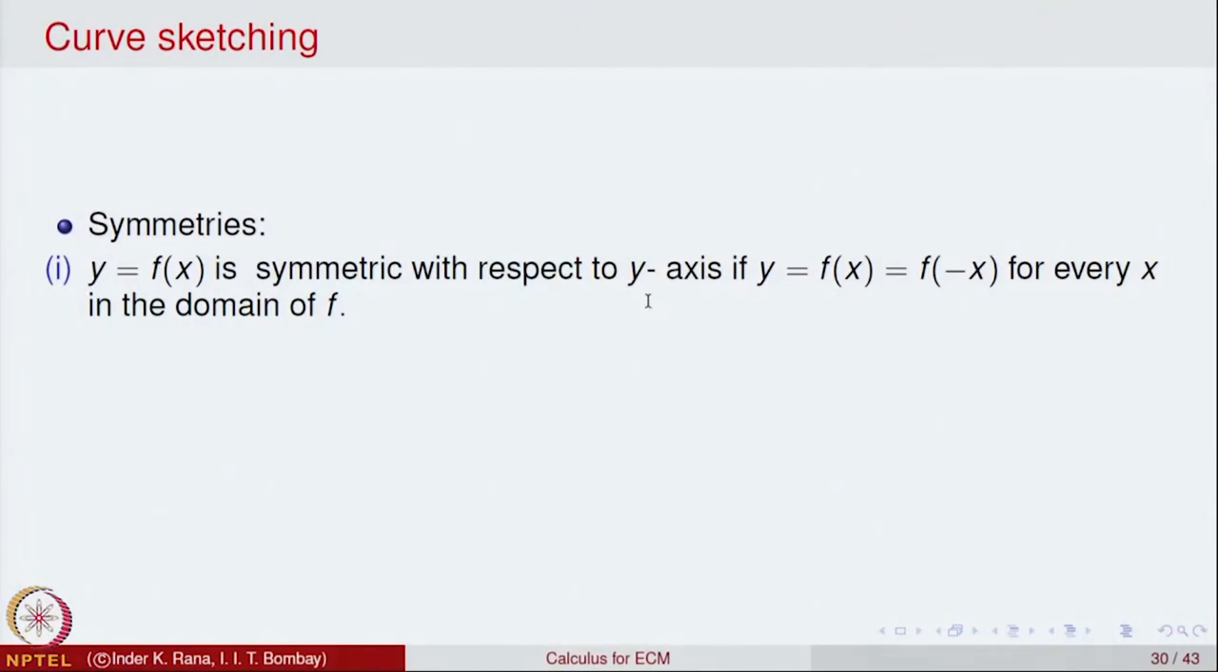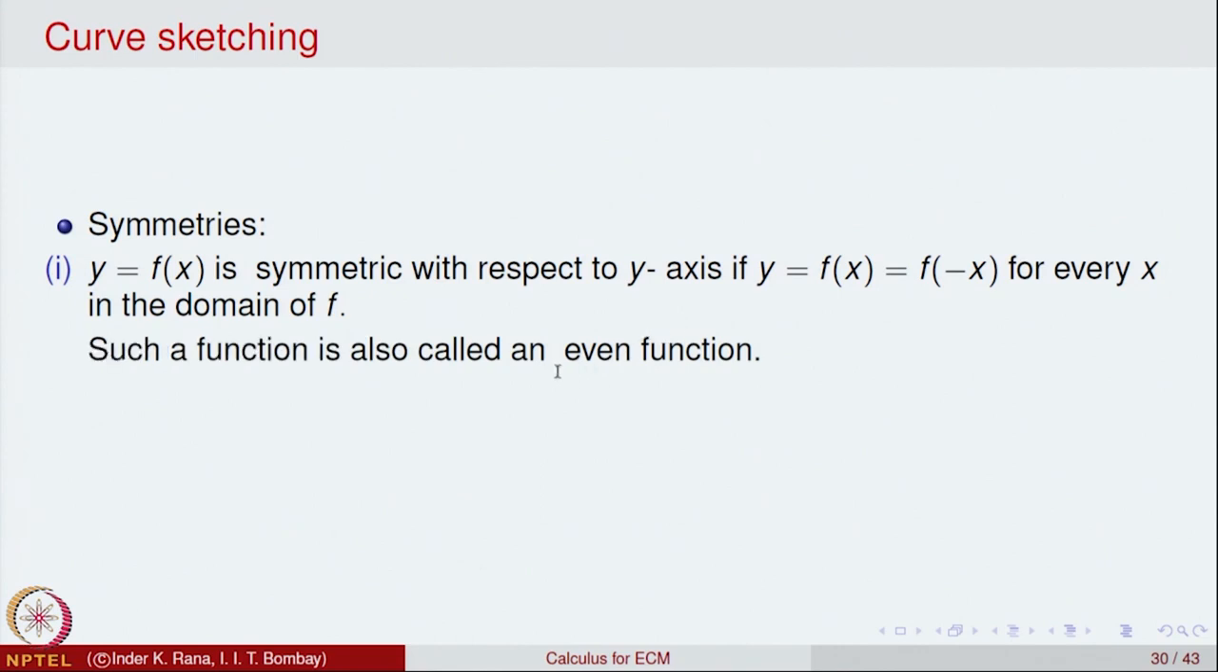For example, a function is symmetric with respect to the y axis. That means, for a point on the left or right of the y axis, if you take x or minus x, the values at both points are the same. This is symmetry with respect to the y axis, and such functions are normally called even functions.